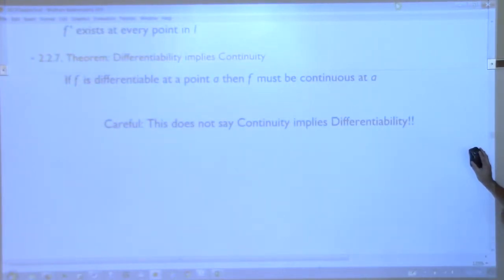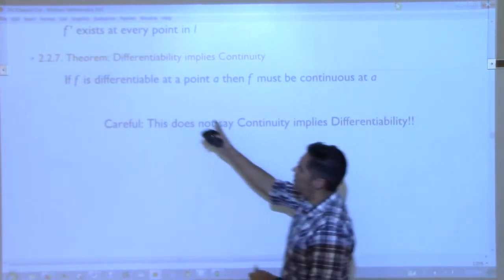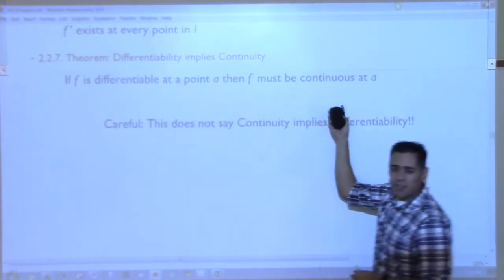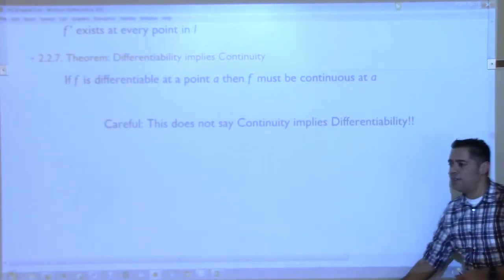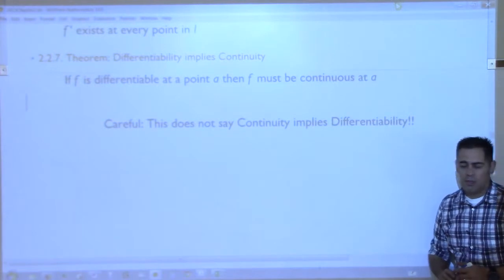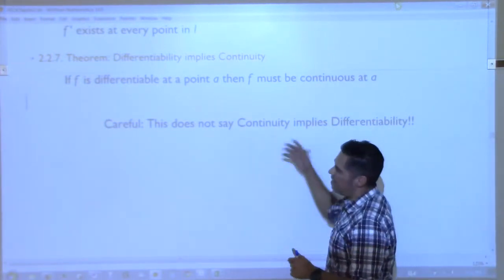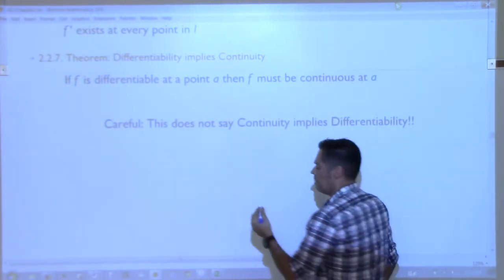The thing, though, that I do have to point out is that you have to be careful with the way this is stated. It's saying if the derivative exists at a point, then you're guaranteed you must be a continuous function. It is not saying it the other way around. So I like to give students an example. This is kind of like an exercise in logic.